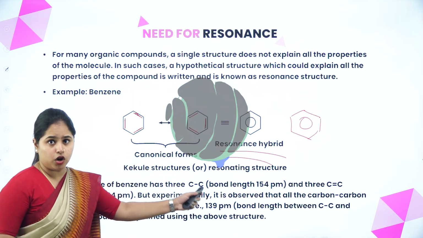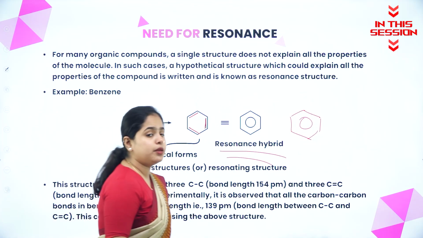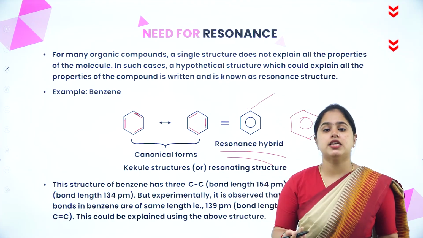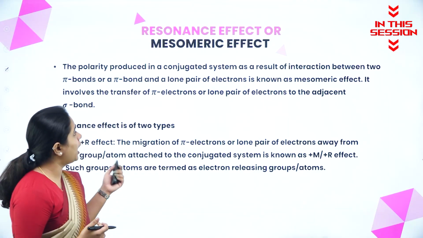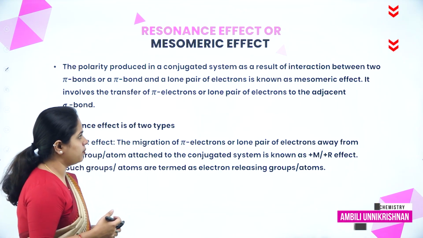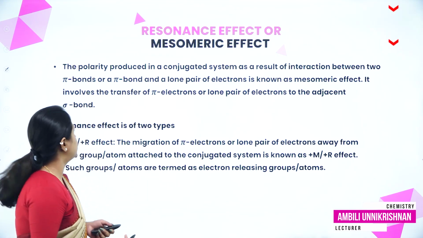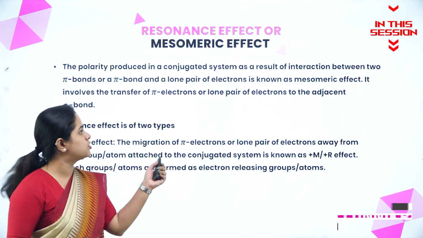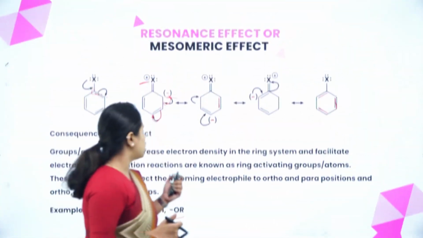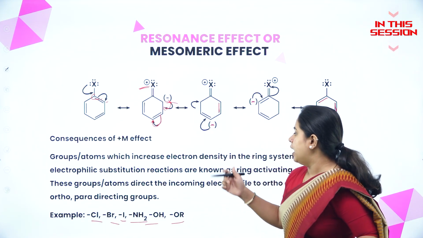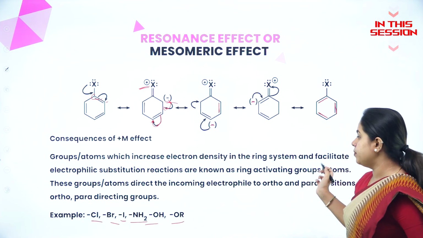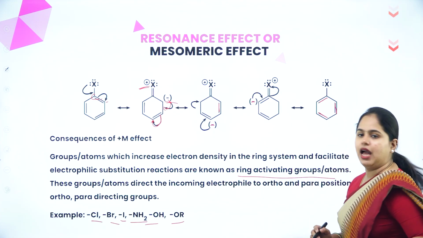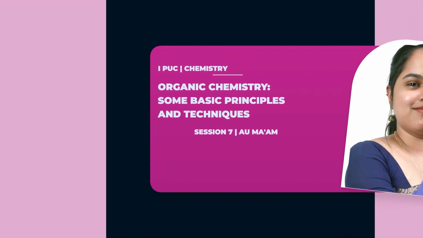These two structures are called the canonical forms, and the hybrid of it is called the resonance hybrid, and this will have the least energy and the highest stability. The polarity produced in a conjugated system as a result of interaction between two pi bonds or a pi bond and a lone pair of electrons is called the mesomeric effect. The groups which increase the electron density in the ring system and facilitate the electrophilic substitution reactions are known as ring activating groups.